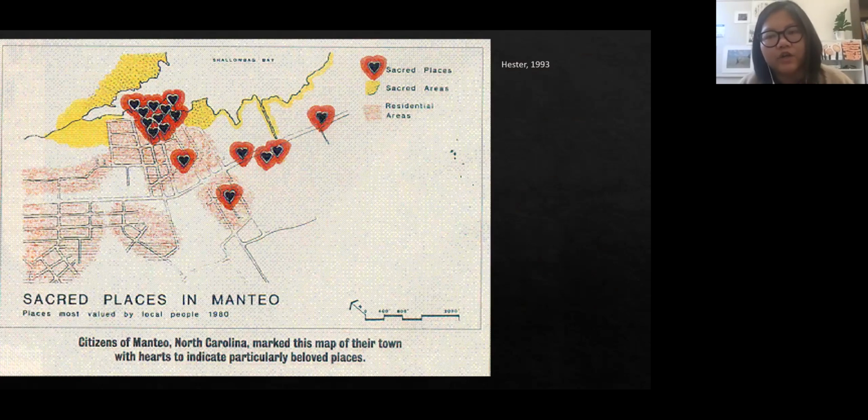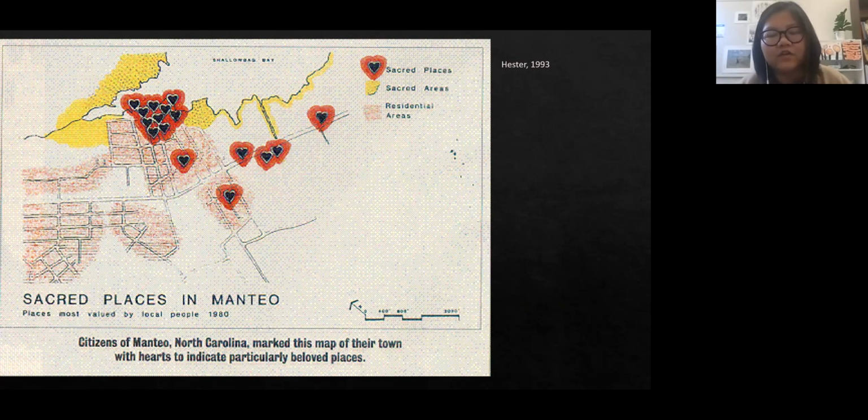And then landscape architecture professor Wendy Hester, after he retired, moved to North Carolina. This is a project he did with the residents of Manteo in North Carolina. He invited everyone to be on board. Again, this is a city trying to redevelop, but without much information on where the places people are attached to are.